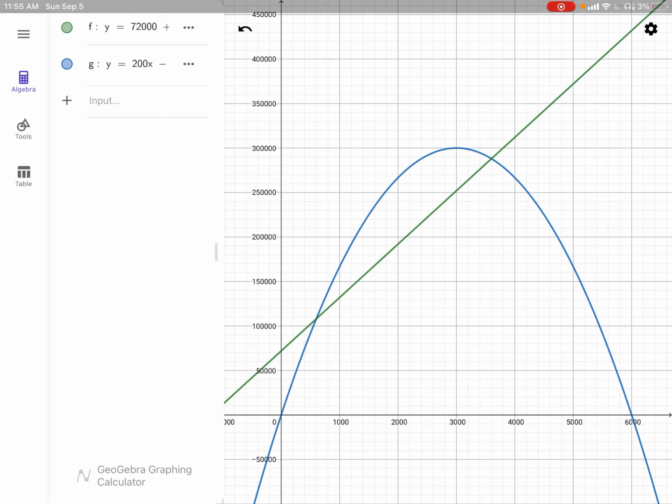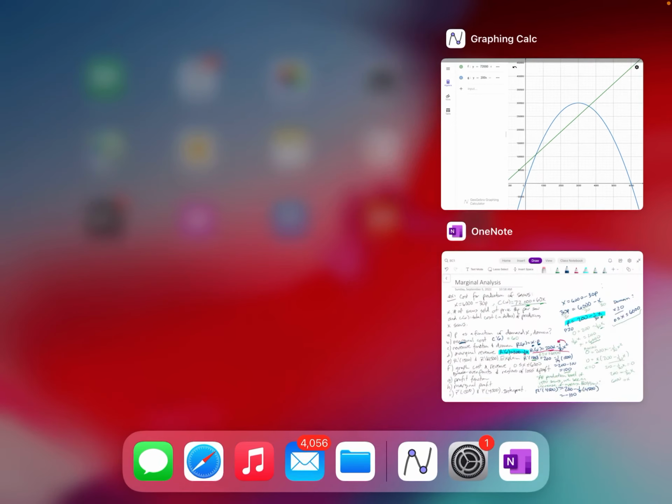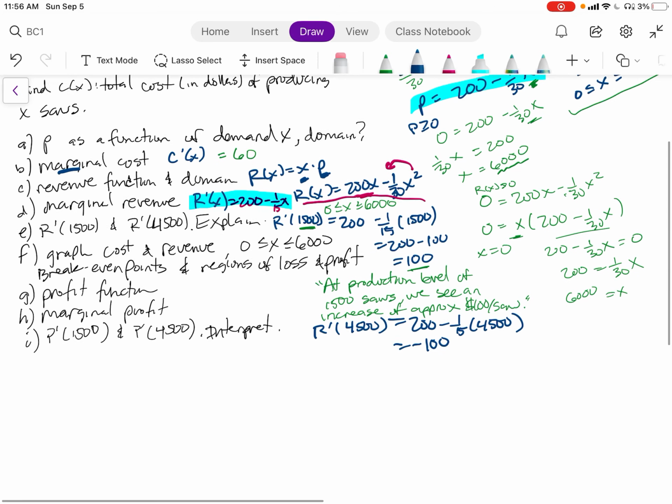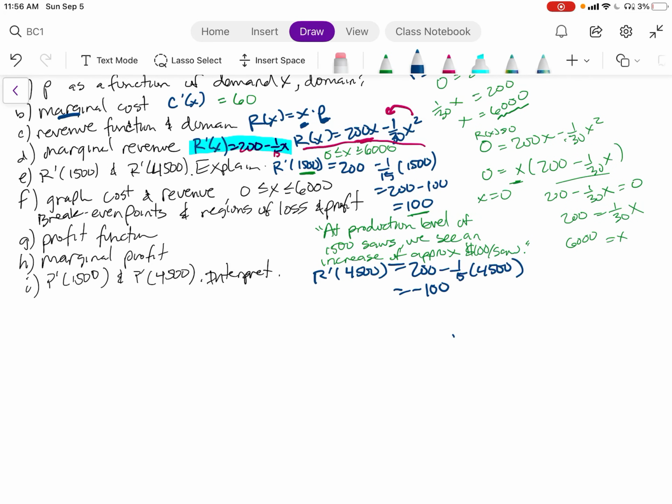So anytime the revenue is above the cost, then we have profit. Anytime it's below, we have loss. So I'm going to do a very rough sketch back on the other page to explain that a bit further. Okay, so again, rough sketch. I don't remember where exactly this was at, something like this.